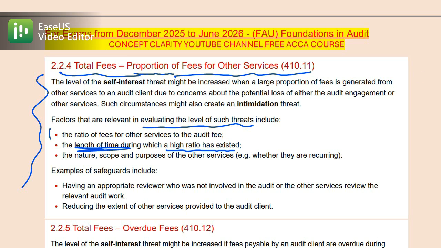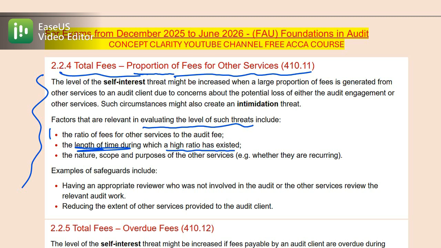So you also have to consider the nature and the scope of those other services. Are they recurring? Are they critical to the client? The more important they are, the bigger the threat. So what can you do as a safeguard?